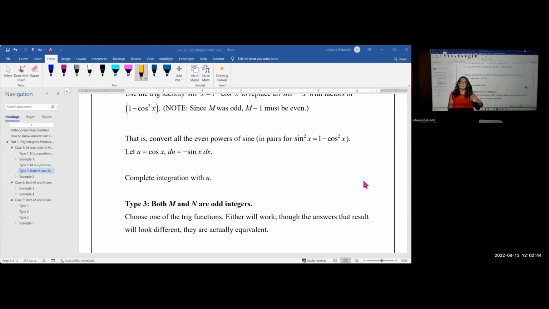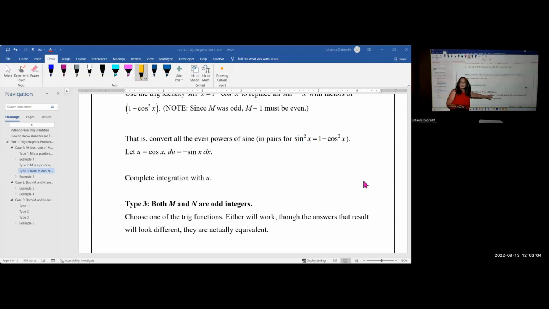So type 1 and type 2 are essentially the same. You're using the Pythagorean identity, you're taking the one with an odd power greater than 1, you're pulling 1 away, converting the even pairs left behind using the Pythagorean identity, and then doing a u substitution.